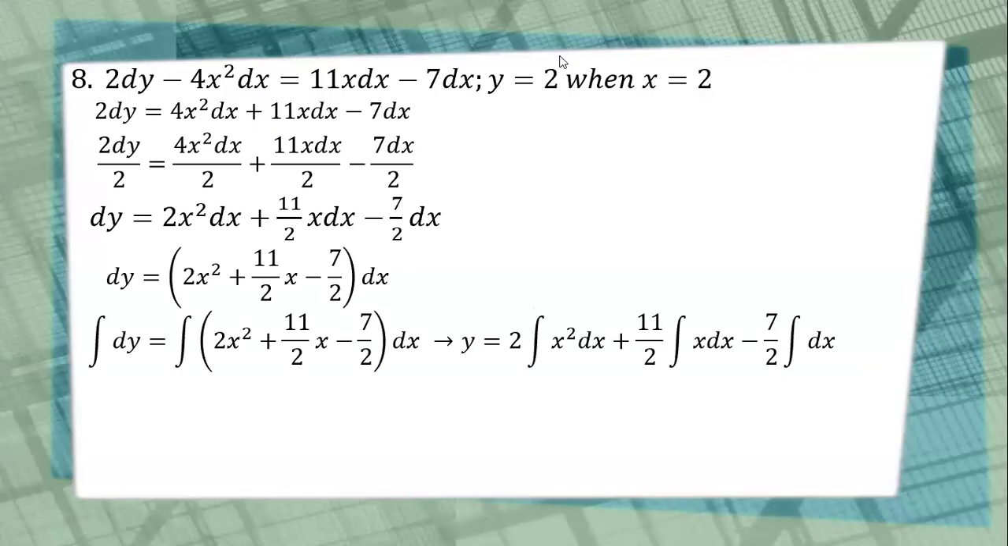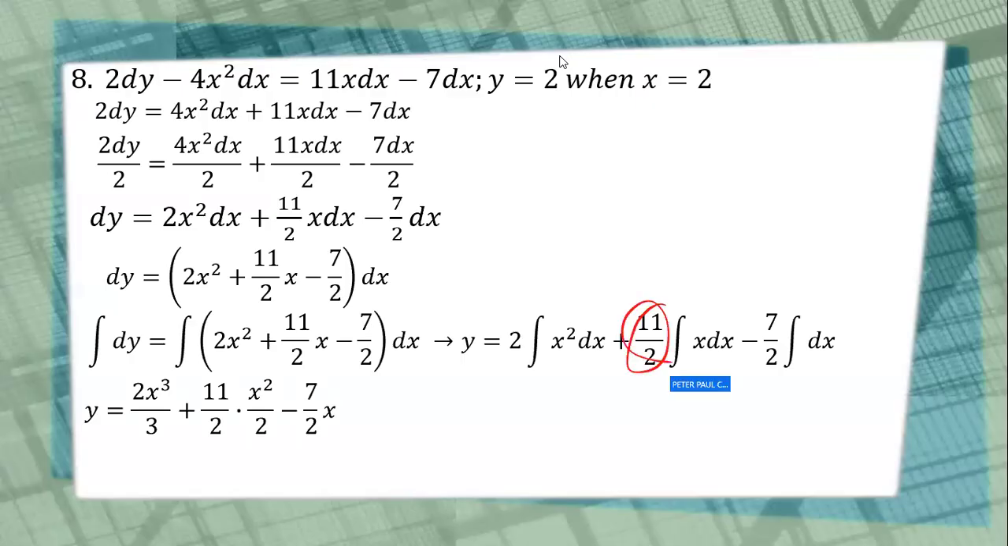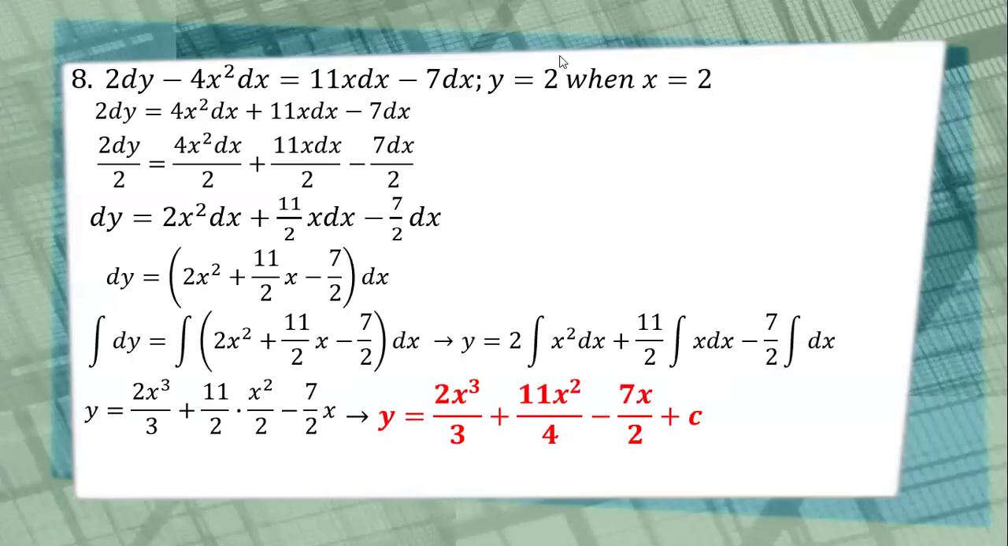And then we answer, we'll have y is equal to 2 integral of x squared dx plus 11 over 2 integral of x dx minus 7 over 2 integral of dx. Next, we answer the integration. So we'll have y is equal to 2x cubed over 3 plus 11 over 2, that's the coefficient. Then we have an x dx, so that will have an x squared over 2. Then, of course, we just put x here. So it's minus 7 over 2x. Simplifying, we multiply 2 and 2 so that it becomes 11 over 4.